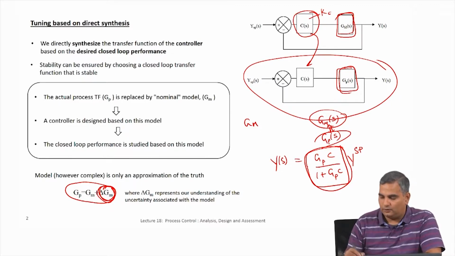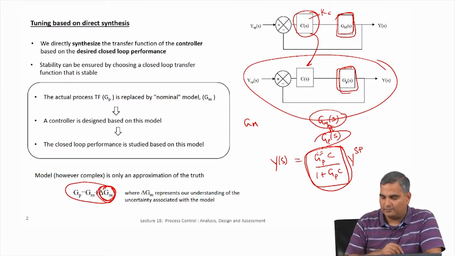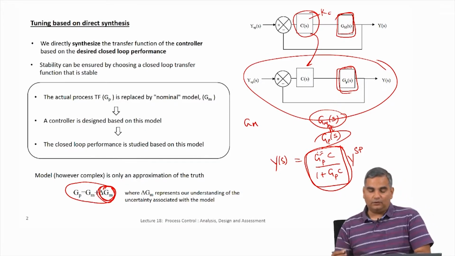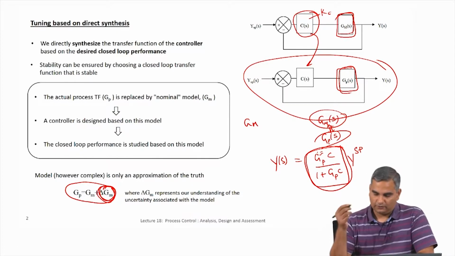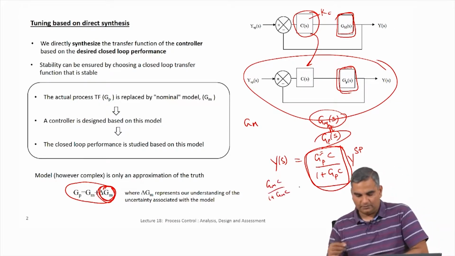And here is where you could do something like GM plus delta GM and so on to see different cases, but ultimately the proof is really when this is implemented in a control system, and then you see what happens with the actual process. Okay. Nonetheless, without doing that, if we really want to say how well the controller is going to work, one transfer function we can directly look at is this GMC by 1 plus GMC, assuming GP equal to GM.